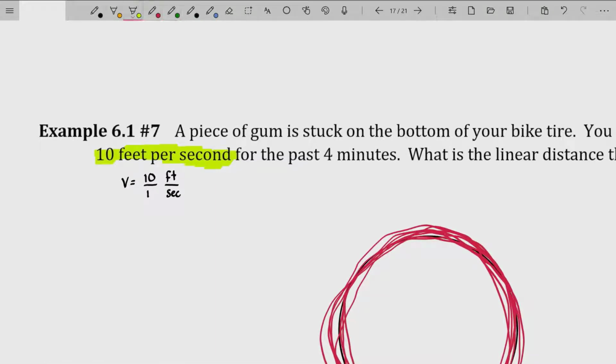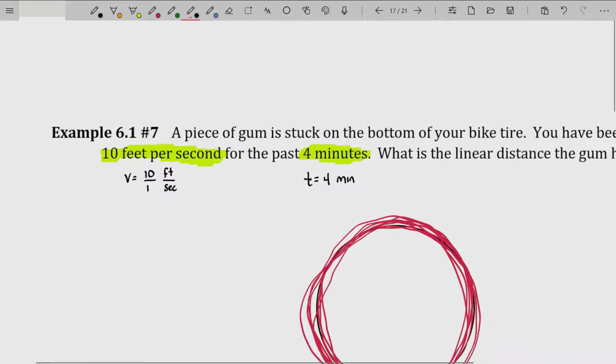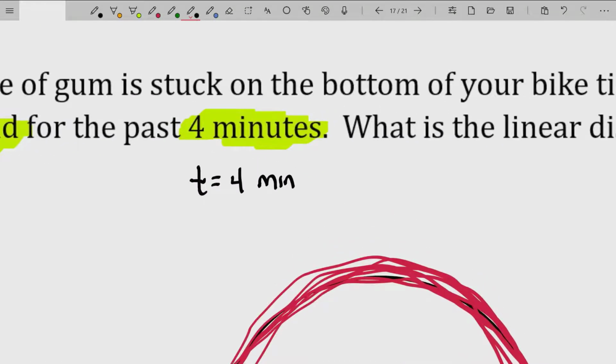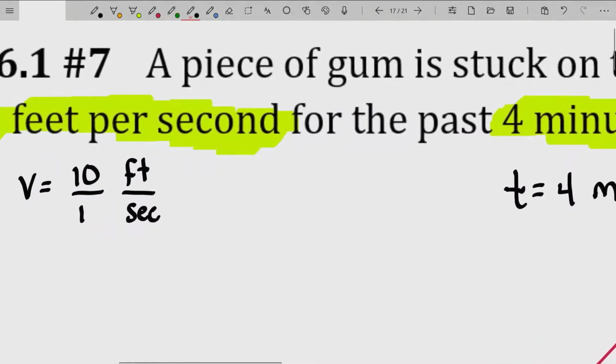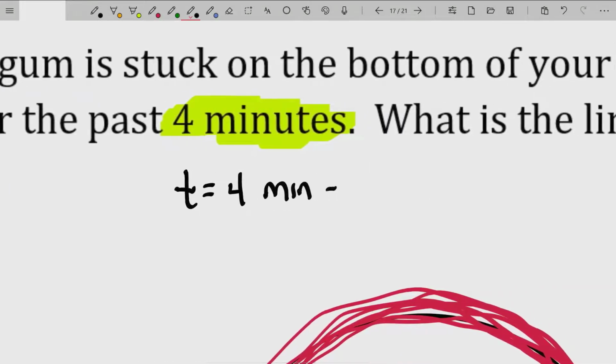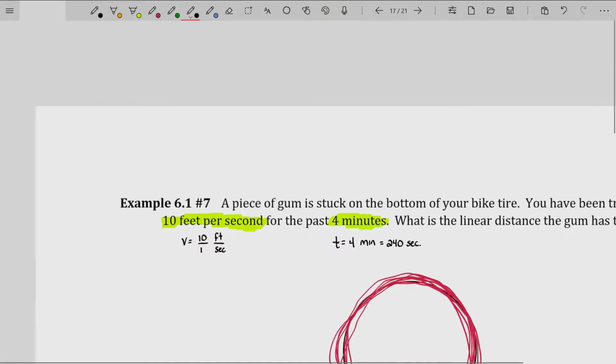So I'm just going to go ahead and highlight this part right here. And I'll just say that this is t equals 4, but that's in minutes. So we're going to have to do some type of conversion here. And I probably would convert to seconds since our unit for linear velocity is in seconds. I just want to convert this to seconds. So that would be 60 times 4, or 240 seconds is how long we've been traveling.